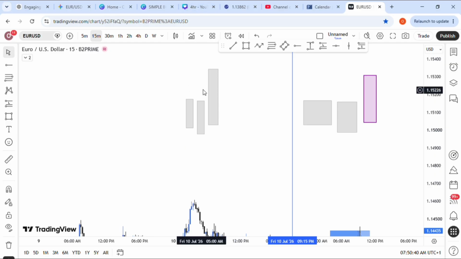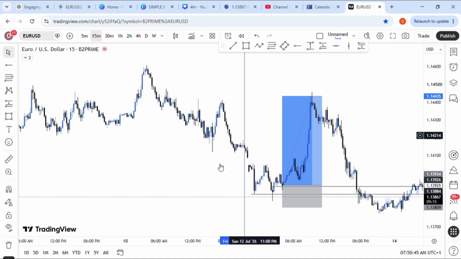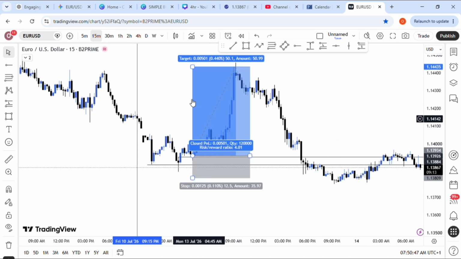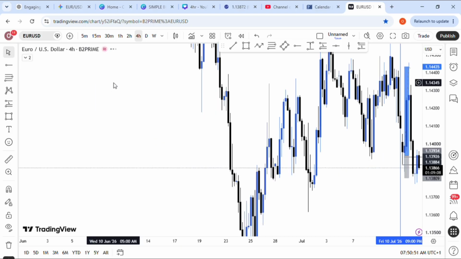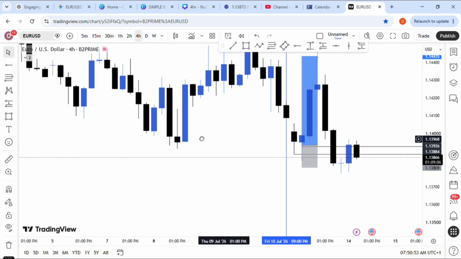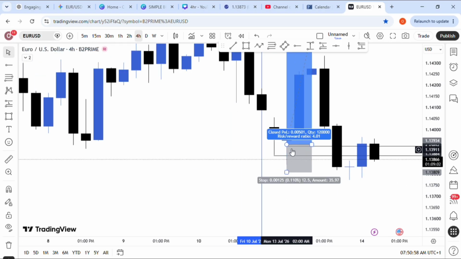Now, this particular move is the expansion. That is what happened over here. You can understand. So let's go to our 4-hour time frame and see for yourself. The 4-hour time frame we are going to be using is our 2 a.m. candlestick, and the rest. So this is our 4-hour time frame.